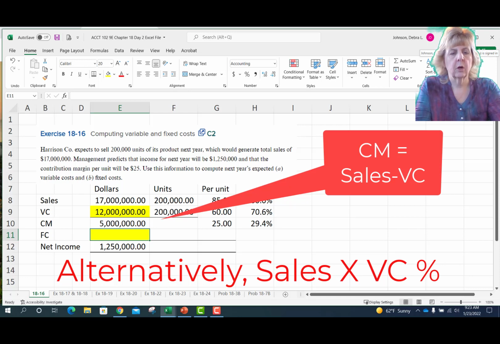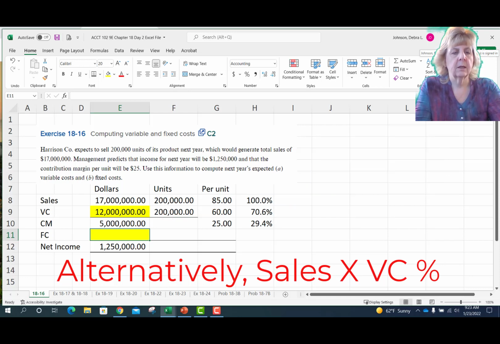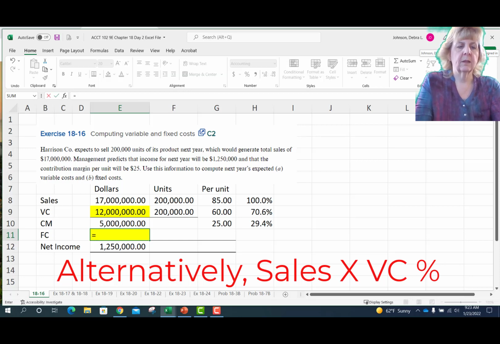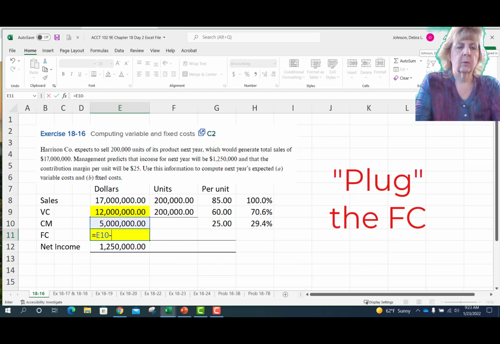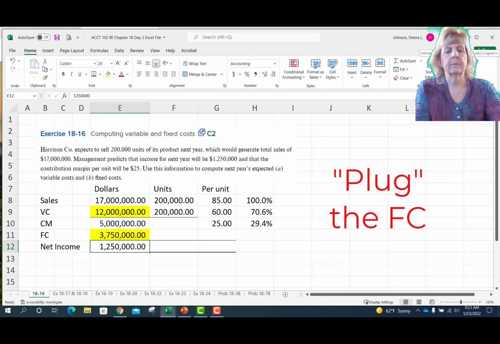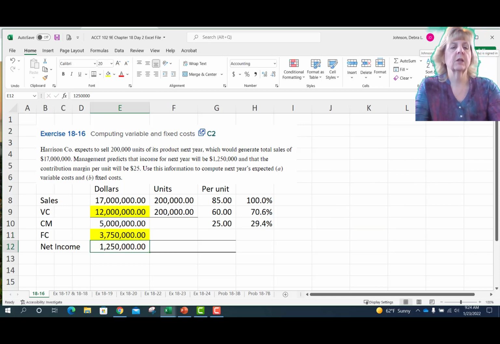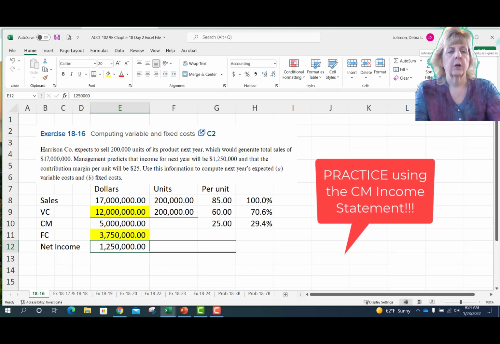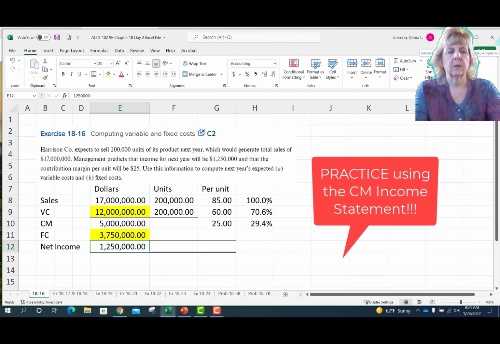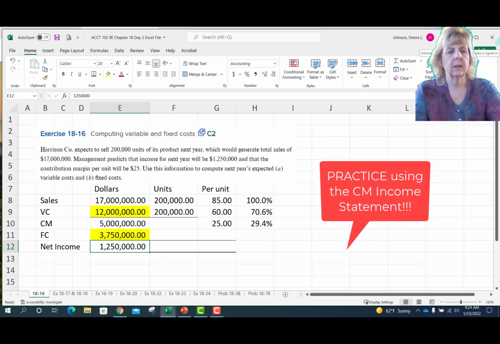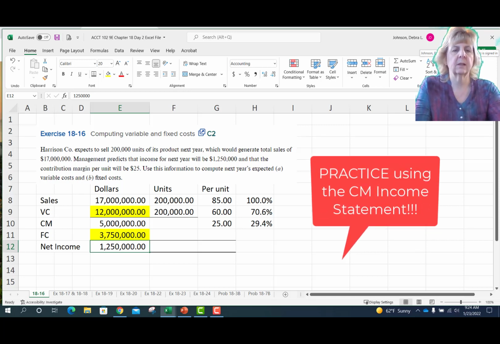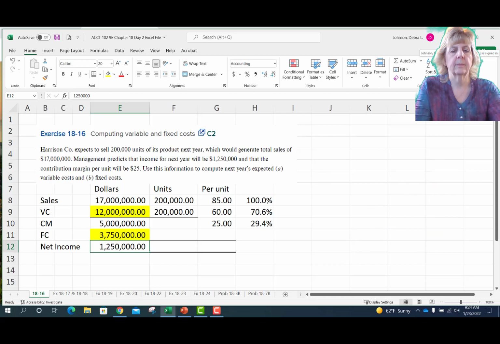If my contribution margin's $5 million and my net income is $1,250,000, to get that last number, we'll simply take the difference. Okay, so we're using this transformative managerial income statement that's going to help us in the future with many predictions and forecasts. So if you haven't yet practiced the contribution margin income statement, this would be the time to spend reading that chapter and looking over previous exercises from the last lecture.